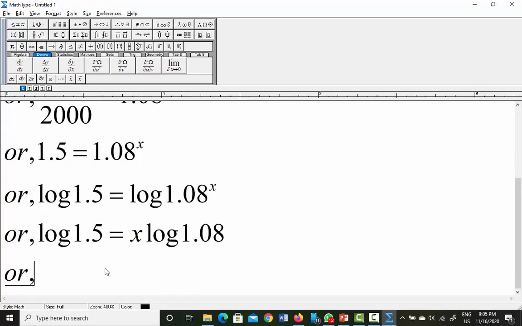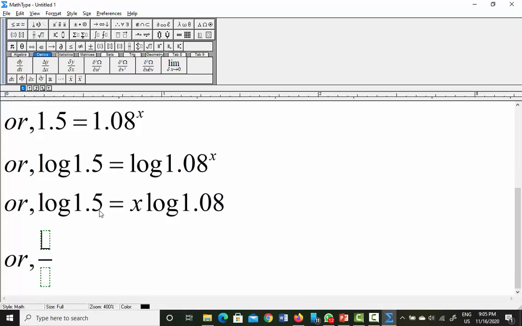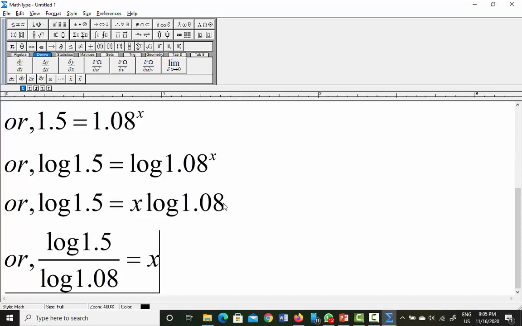Now we can bring all the logs to the same side. So log 1.5 divided by log 1.08 is equal to X. If you bring this one to the left-hand side, we will have this. So now let us do this calculation.